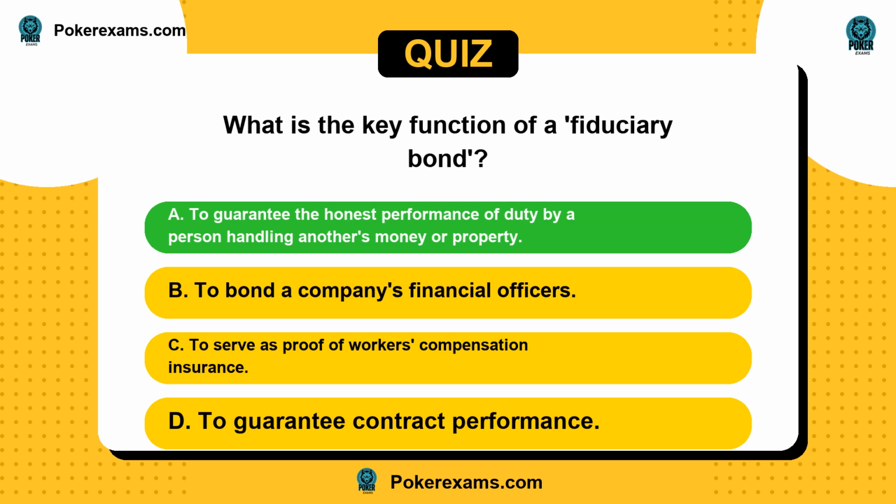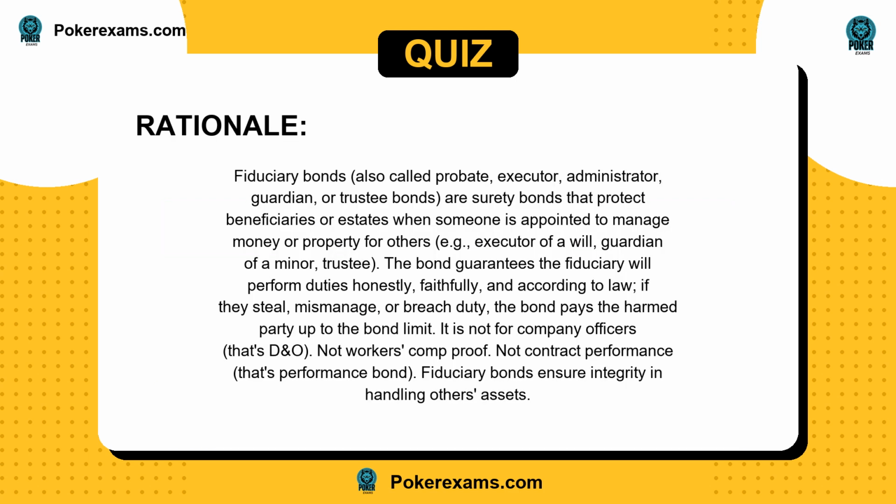The answer is A. Fiduciary bonds, also called probate, executor, administrator, guardian, or trustee bonds, are surety bonds that protect beneficiaries or estates when someone is appointed to manage money or property for others, e.g., executor of a will, guardian of a minor, trustee. The bond guarantees the fiduciary will perform duties honestly, faithfully, and according to law. If they steal, mismanage, or breach duty, the bond pays the harmed party up to the bond limit.